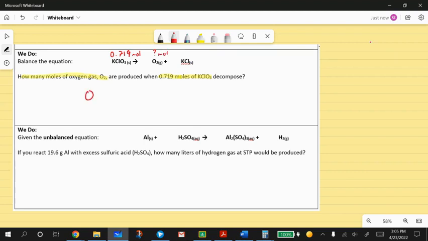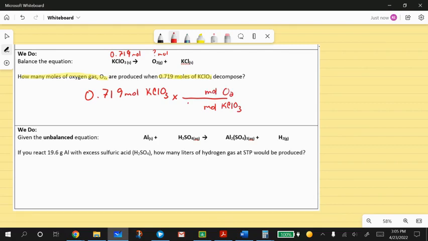So start with what you're given, 0.719 moles, and that is of KClO3. Don't forget that part, because when you write your conversion factor, we want to be able to cancel out moles of KClO3, and we want moles of O2.